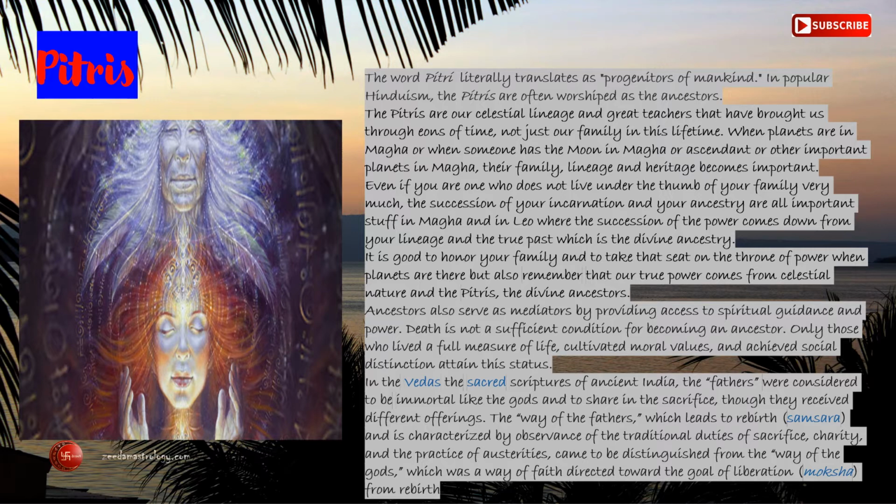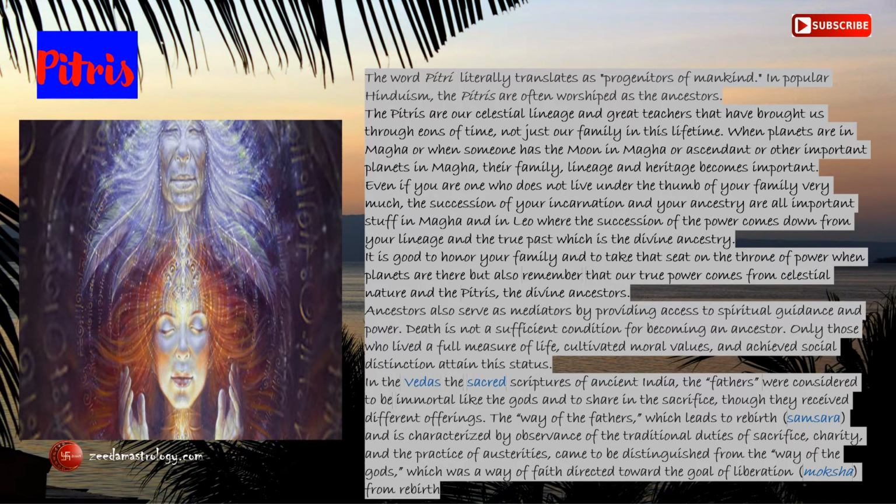In the Vedas, the sacred scriptures of ancient India, the fathers were considered to be immortal, like the gods, and to share in the sacrifice, though they received different offerings. The way of the fathers, which leads to rebirth, which is samsara, and is characterized by observance of the traditional duties of sacrifice, charity, and the practice of austerities, came to be distinguished from the way of the gods, which was a way of faith directed towards the goal of liberation, or moksha, from rebirth, as we see.